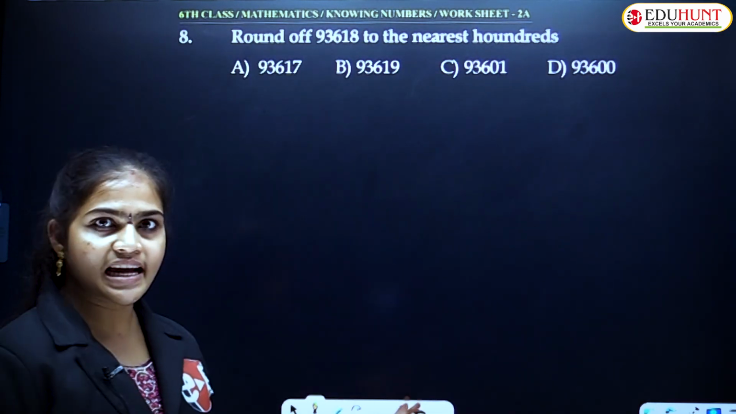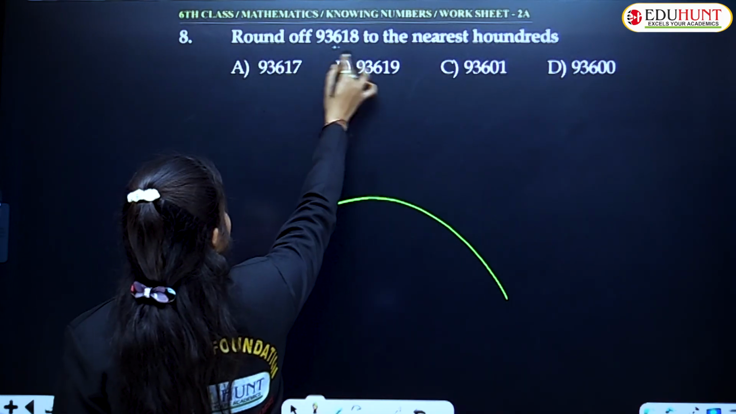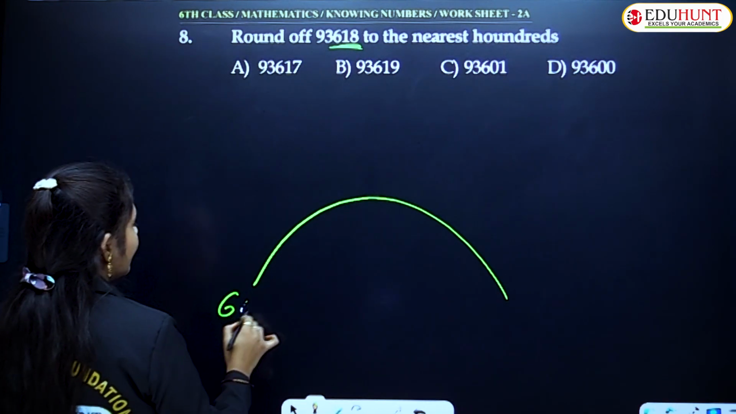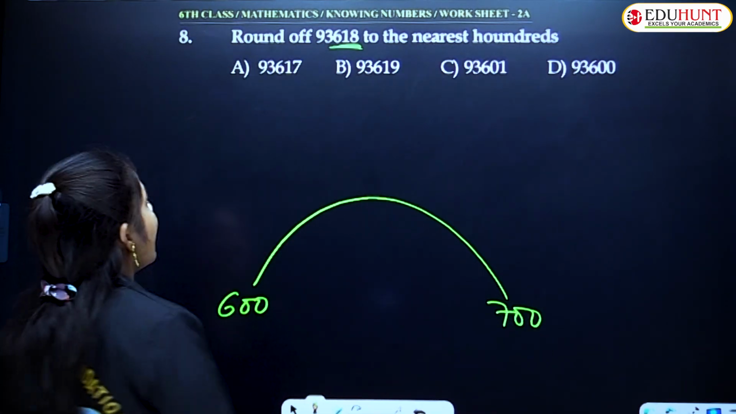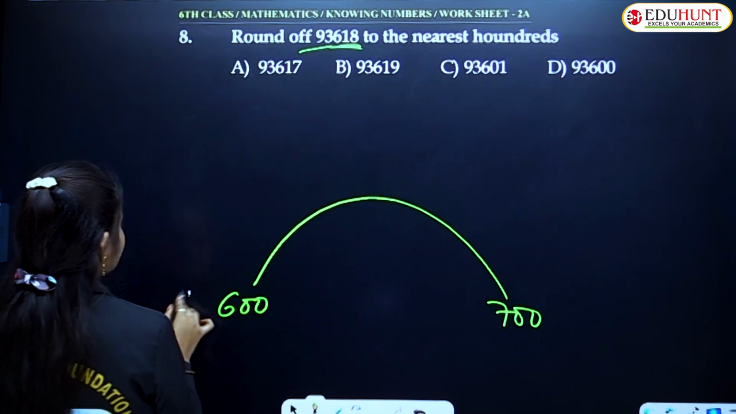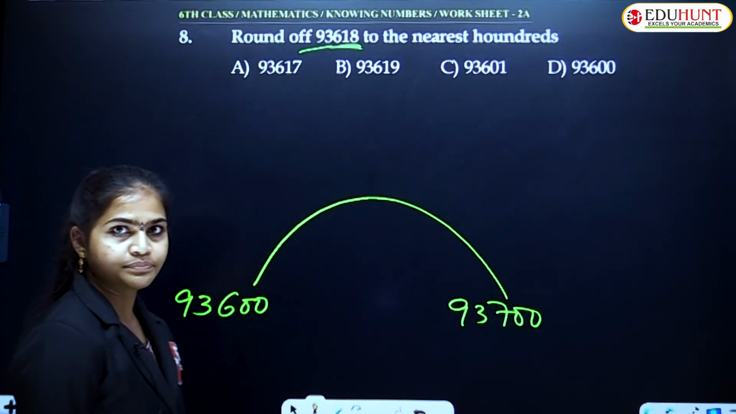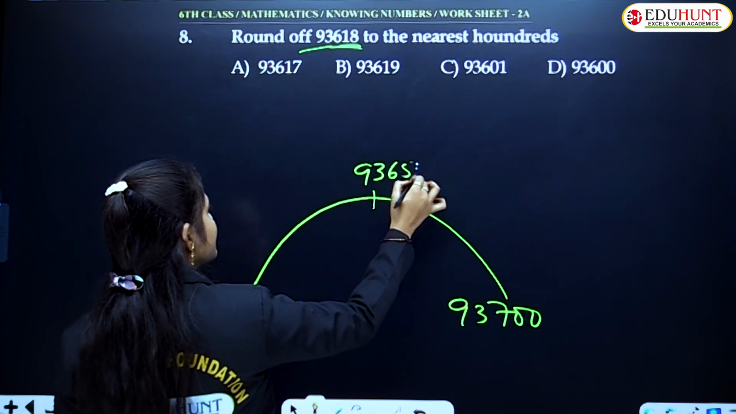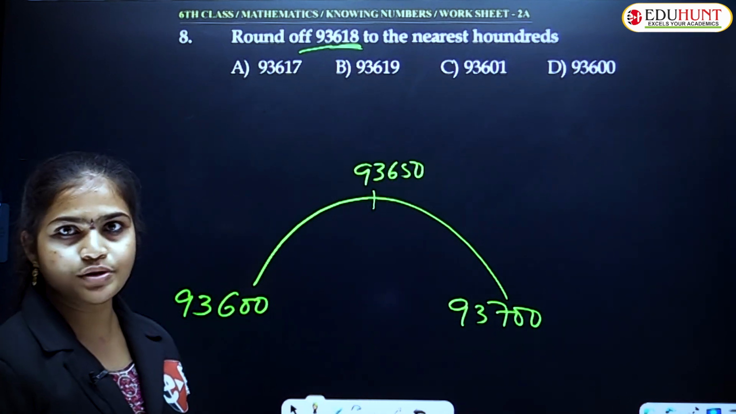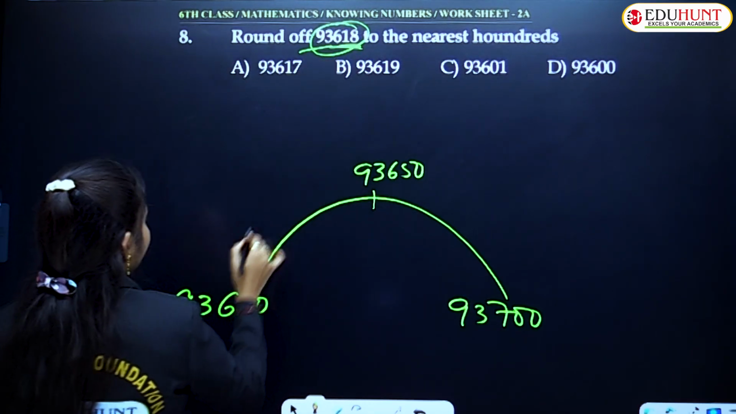Round off to the nearest hundreds. This is also the same. Again, 93,618. So again the number lies between 600 and 700. And before it we are having two digits, and those two are 93,700. What is the middle number here? That is 93,650. Understood? Now what number did they give? 93,618.